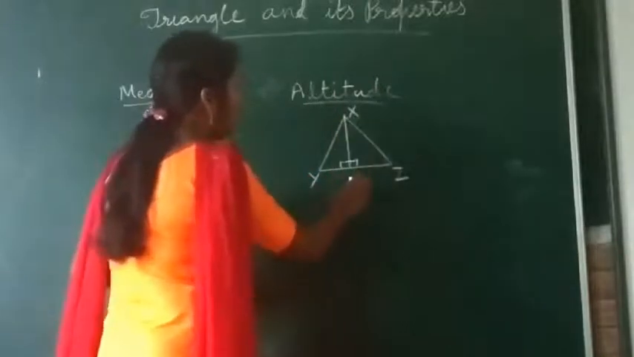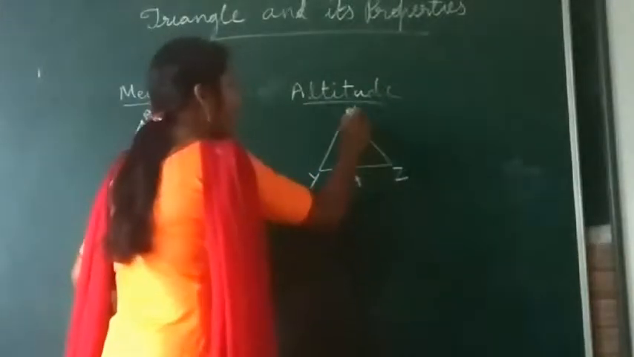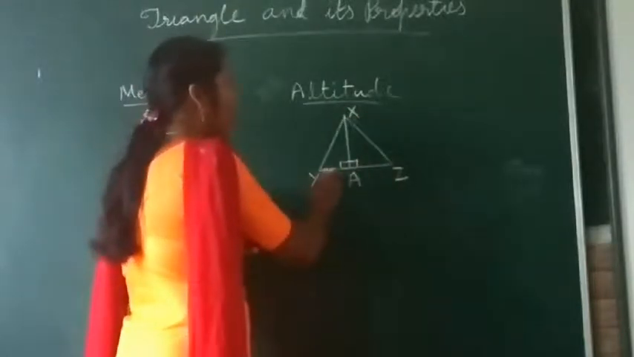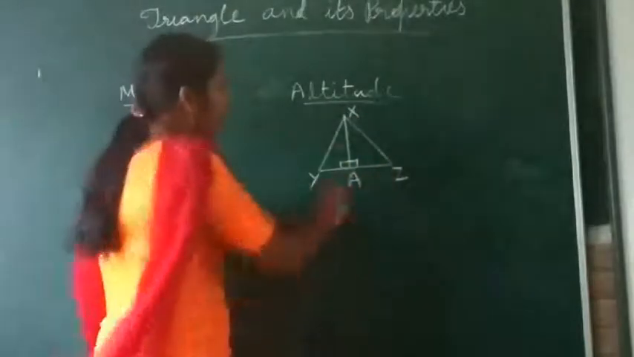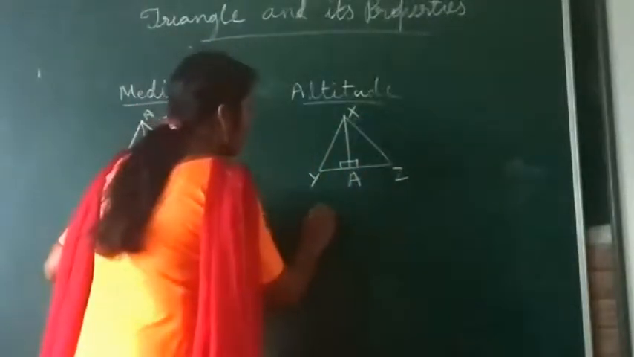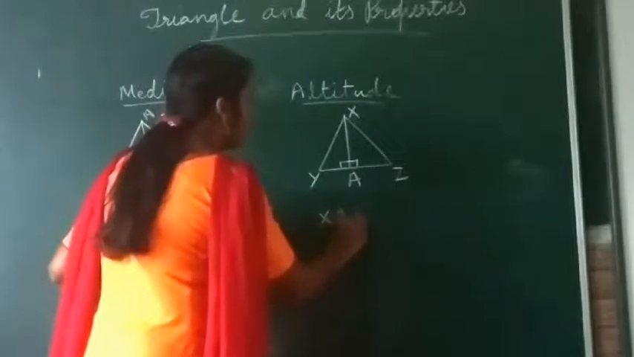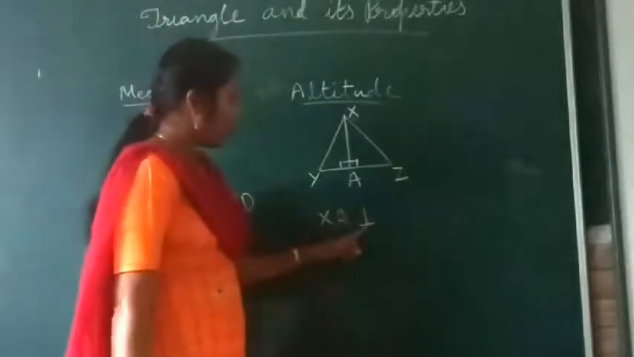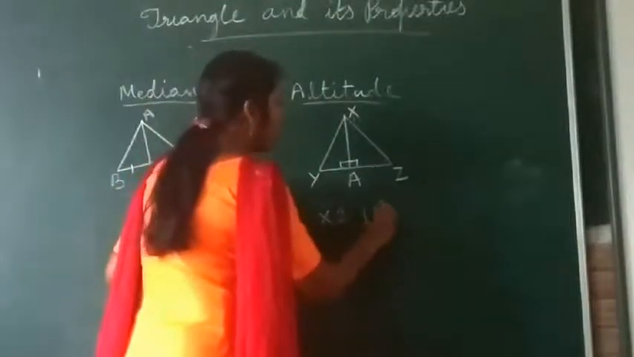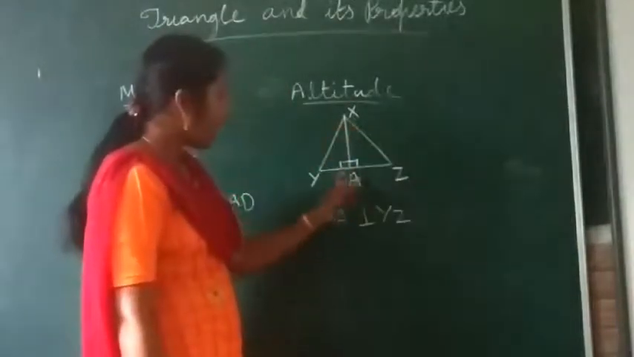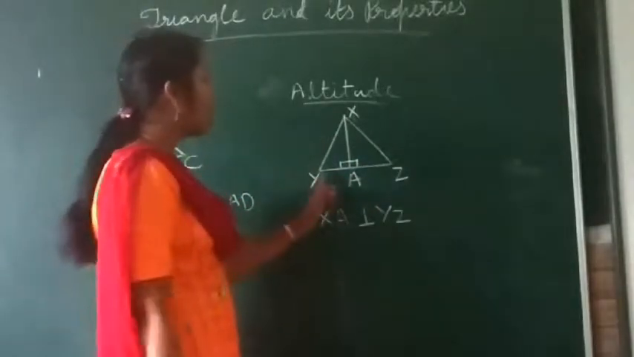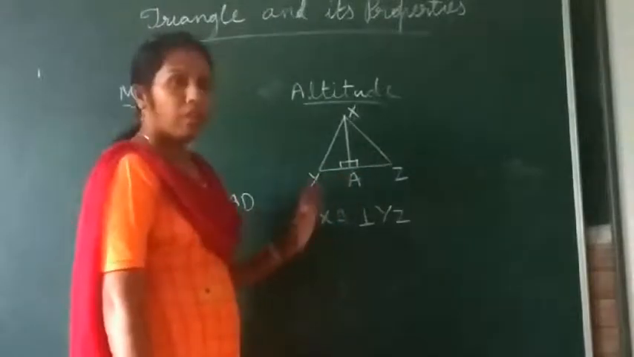So here we can take XA as the altitude of triangle XYZ because XA is perpendicular to YZ. Here what is special is the line segments XA and YZ are perpendicular to each other. We can write XA is perpendicular to YZ, using this symbol to denote perpendicular. That means the angle between XA and YZ is 90 degrees. So this is one of the altitudes. Like that we can draw 3 altitudes from all the 3 vertices.